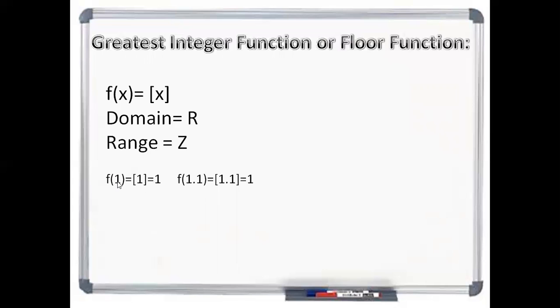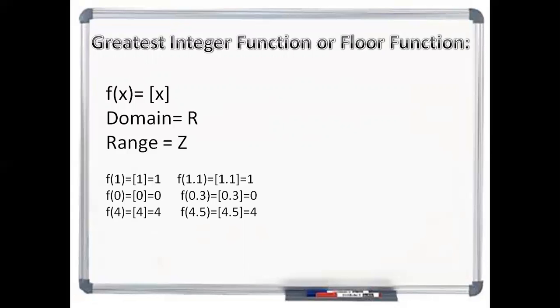If we are putting 1, the output is 1. If we put an integer, we get the same integer. If we are not putting an integer, such as 1.1, then we get the greatest integer to the left of the given number. So the greatest integer left of 1.1 is 1. That's why the output is 1. Next, if we are putting 0, an integer, we get the integer. If we are putting 0.3, this is not an integer, then we get the greatest integer to the left of 0.3, which is 0. So that's why we are getting 0.